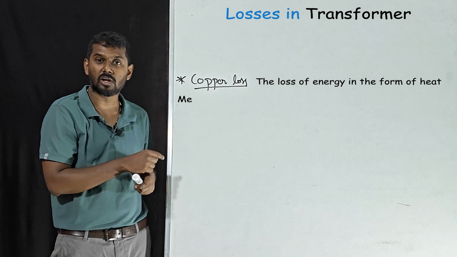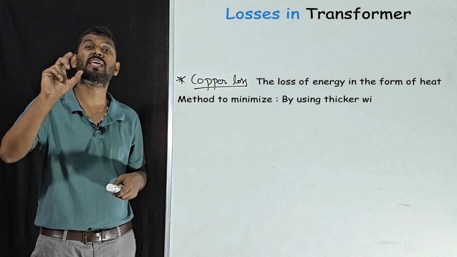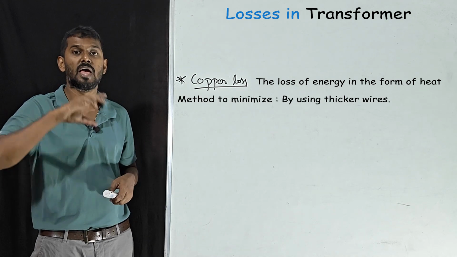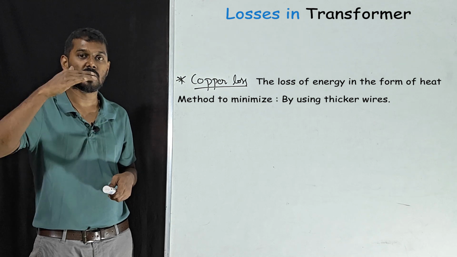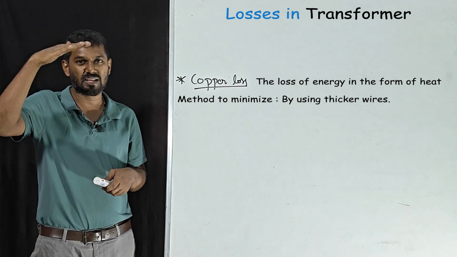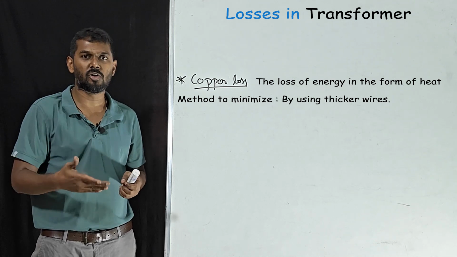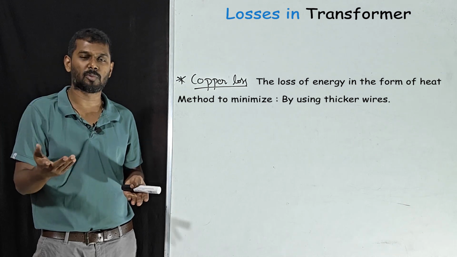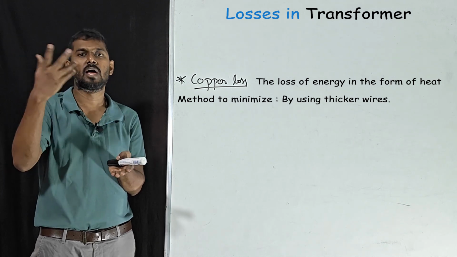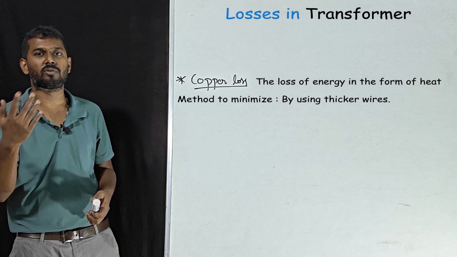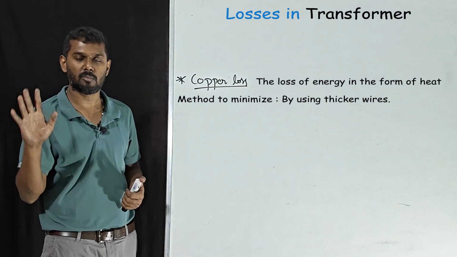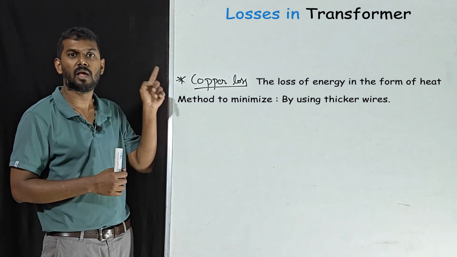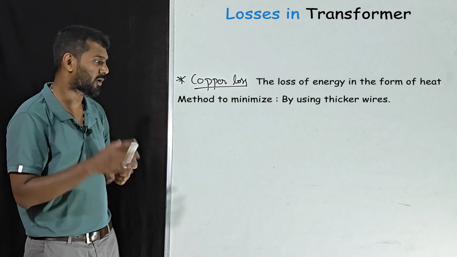So how to minimize the copper loss? By using thicker wires in the transformers. As the wires are thicker, the resistance reduces. We know resistance and temperature both are directly proportional. If resistance reduces, temperature also reduces, so we can avoid the loss of energy in the form of heat. So how to minimize it? By using the thicker wires.